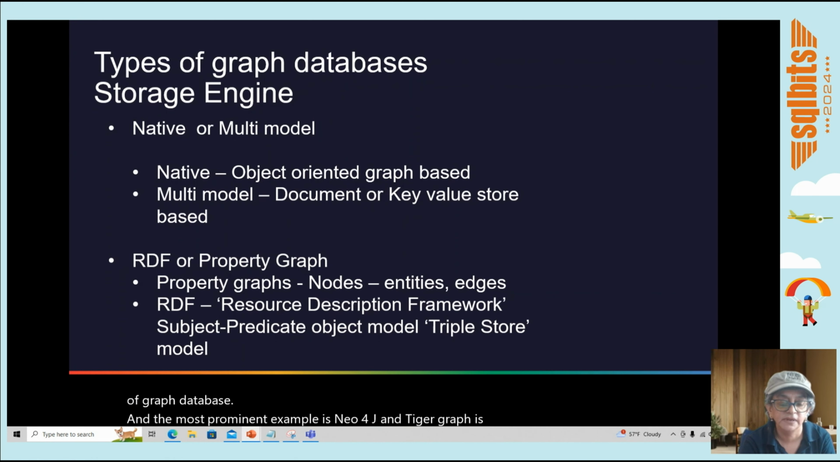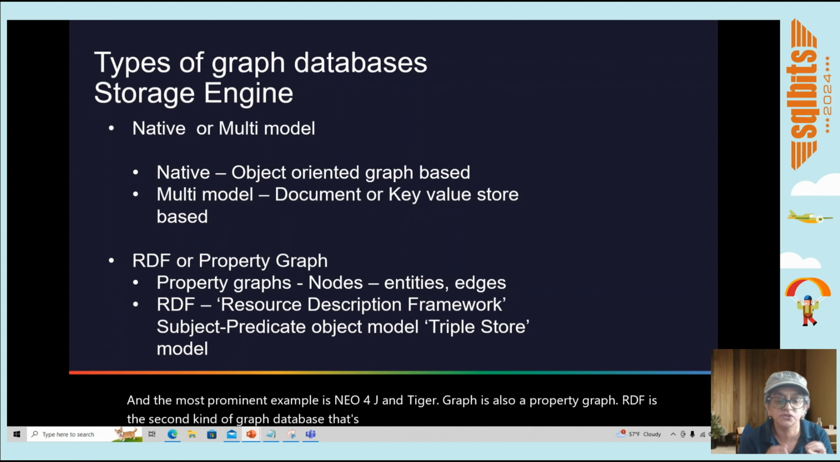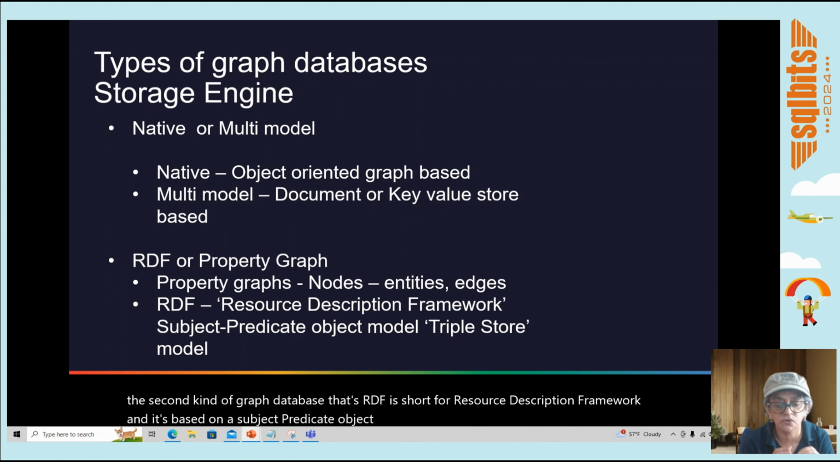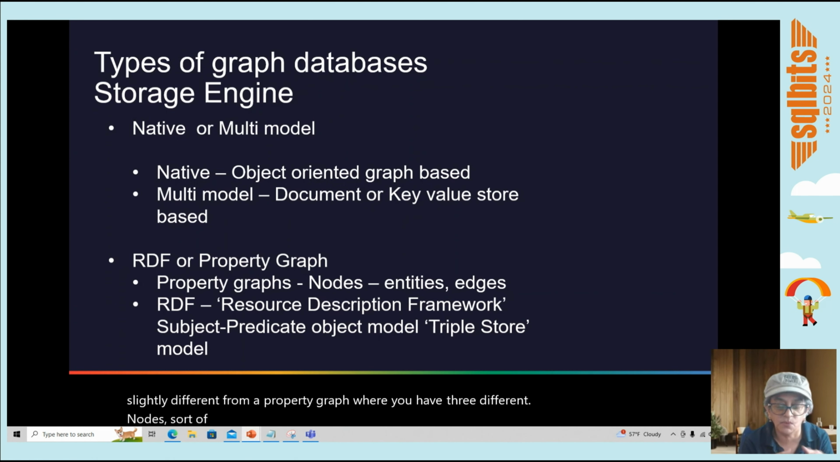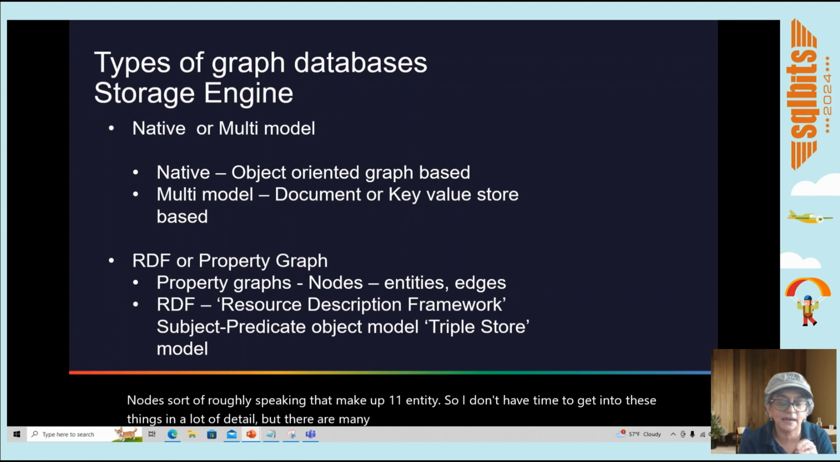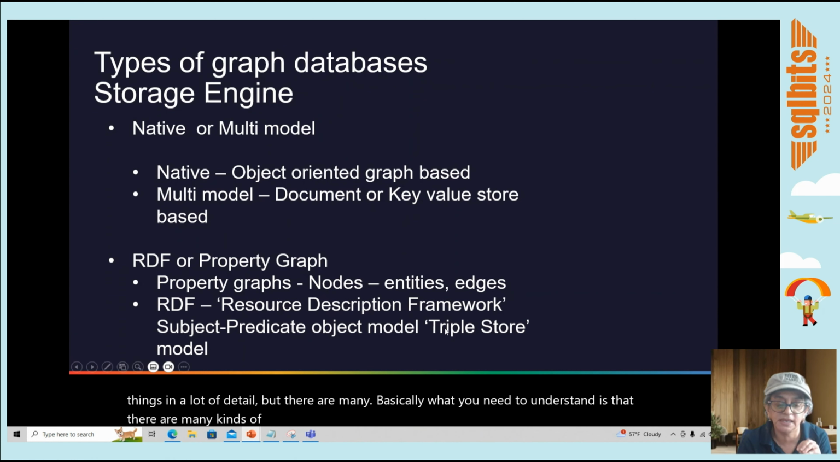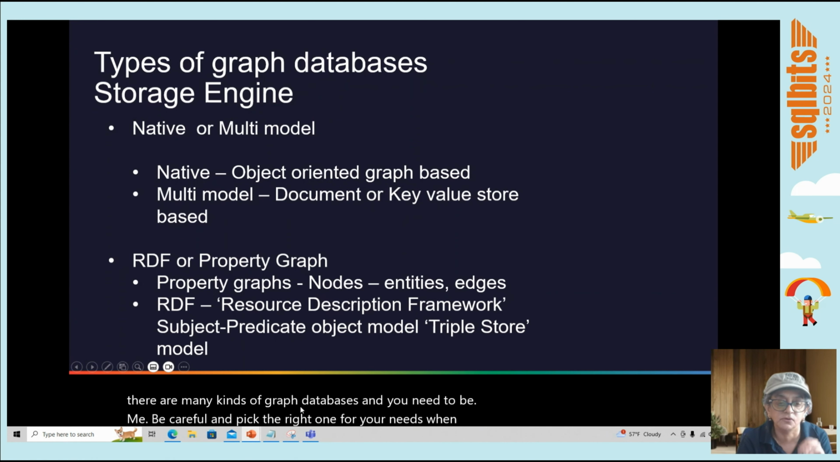RDF is the second kind of graph database. RDF is short for Resource Description Framework, and it's based on a subject-predicate-object model. It's also called a triple store model. It's slightly different from a property graph, where you have three different nodes, sort of roughly speaking, that make up one entity. So I don't have time to get into these things in a lot of detail, but there are many. Basically, what you need to understand is that there are many kinds of graph databases, and you need to be careful and pick the right one for your needs when you decide to go this way.